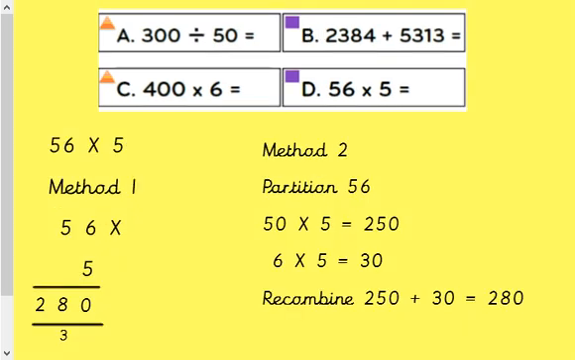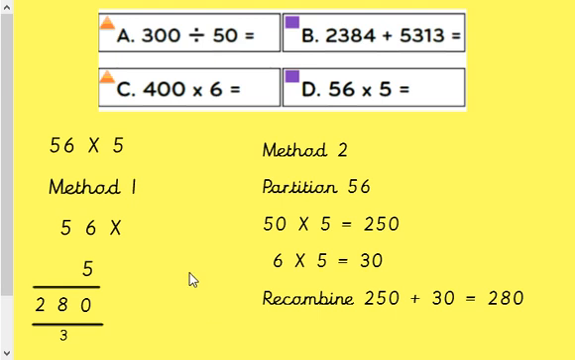Okay, next question we're going to look at is question D, 56 times 5. I'm going to give you 2 methods. First method, most efficient method, is short multiplication, the abstract method. We must make sure we line up the columns properly. Okay, 6 5s are 30 then, or 5 6s are 30. We must carry the 3 across, and then 5 5s are 25, plus that 3 will leave us with 28. Okay, 28 there is 280.